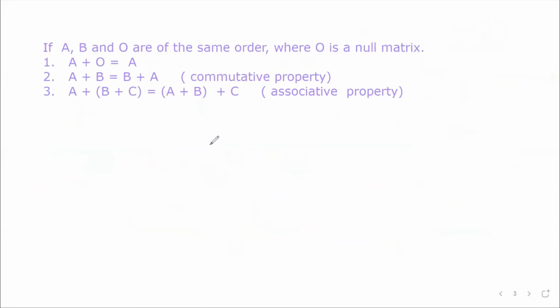Next we will explain the properties. If matrices A, B, and O are the same order, where O is a null matrix, null means 0, then the property is matrix A plus O, the null matrix, equals A. Like the last example we just finished, C plus O. And second, matrix A plus matrix B equals matrix B plus matrix A.